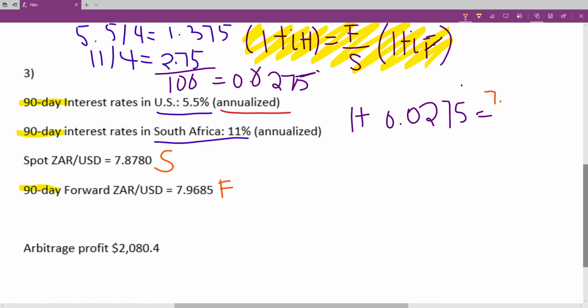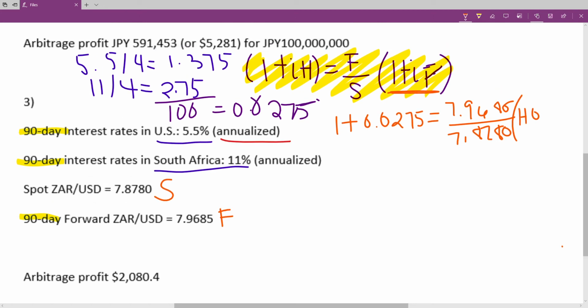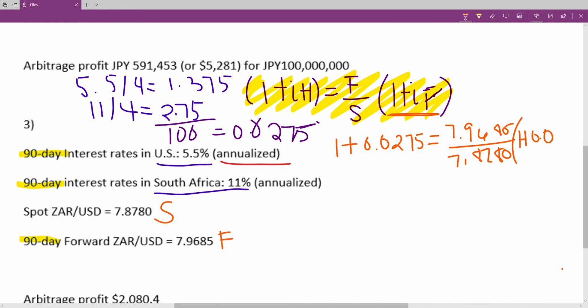So with that, we're going to do forward over spot. 1 plus 0.0275 equals forward, 7.9685, over our spot, 7.8780, times 1 plus our IF, which is going to be 1 plus 0.01375, close parentheses, right?